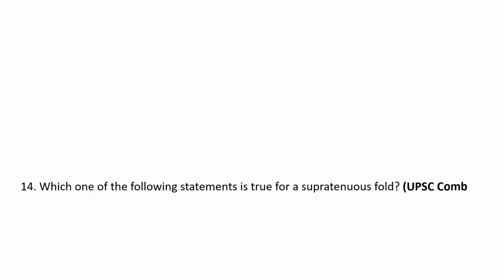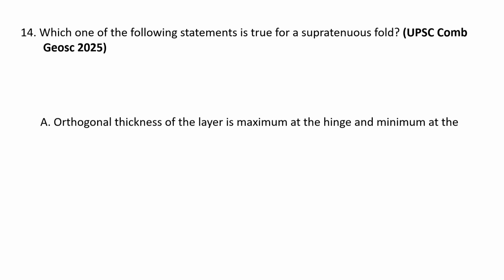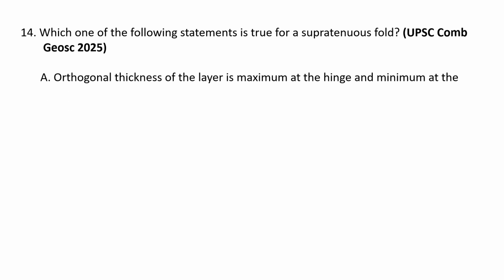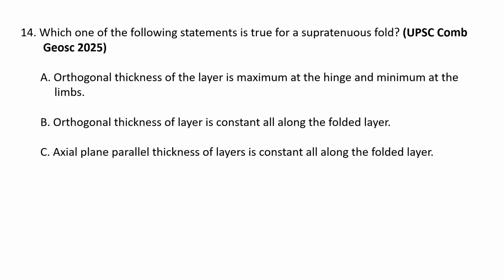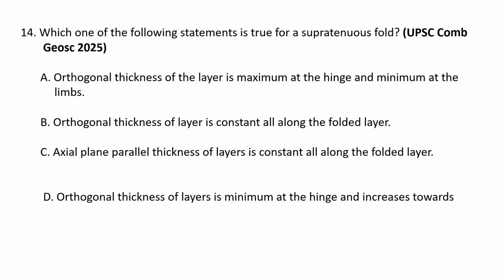Next question. Which one of the following statements is true for a supratenuous fold? A. Orthogonal thickness of the layer is maximum at the hinge and minimum at the limbs. B. Orthogonal thickness of the layer is constant all along the folded layer. C. Axial plane parallel thickness of layers is constant all along the folded layer. D. Orthogonal thickness of layers is minimum at the hinge and increases towards the limbs.